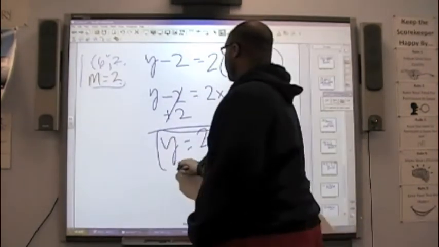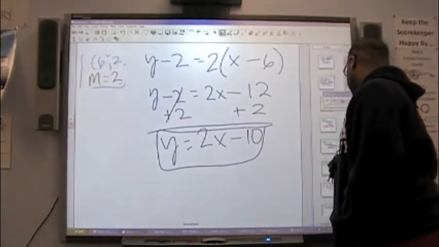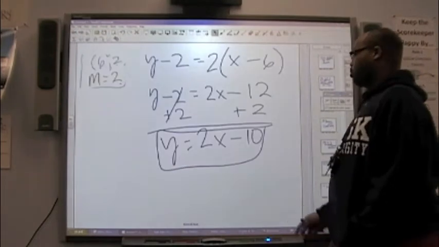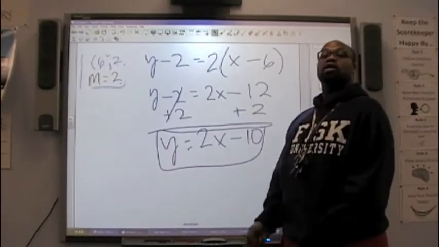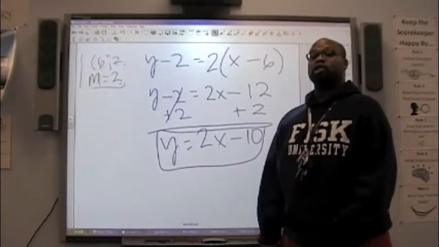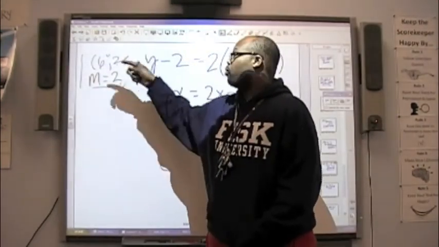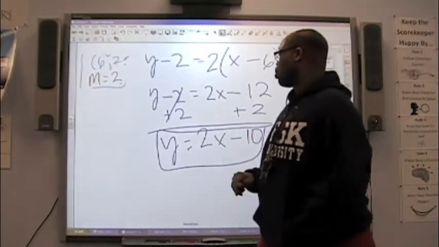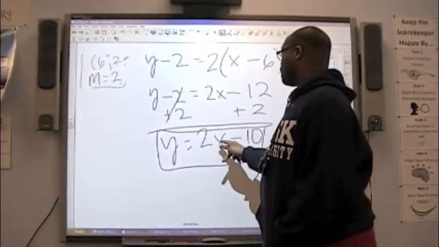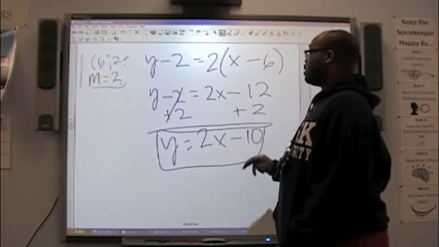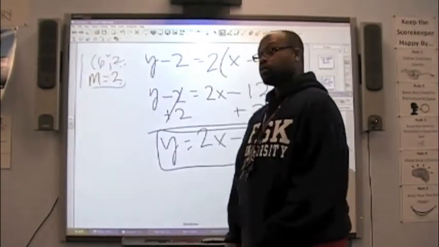This line is our parallel line to the line they gave us at the beginning. 2x plus 3 is parallel to 2x minus 10. Why? Because they have the same slope. The only thing we needed to do was make sure that it goes through this point, and we ensured that by putting it in point slope form. And if we test it, if we put in 6 for x, 2 times 6 is 12. 12 minus 10 is 2.